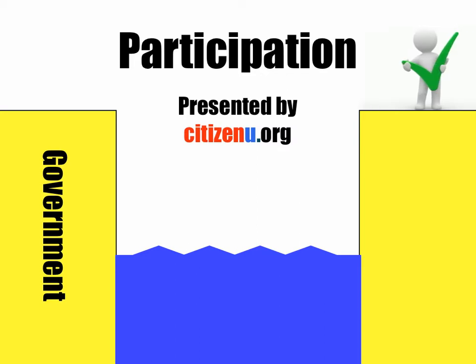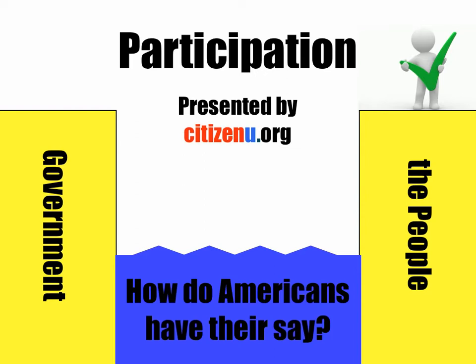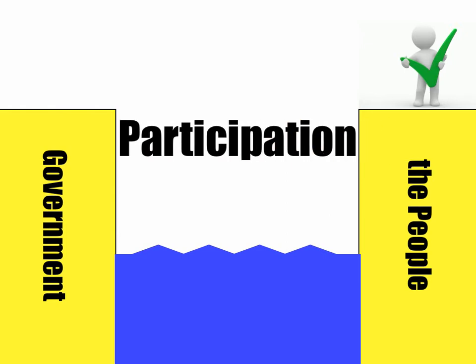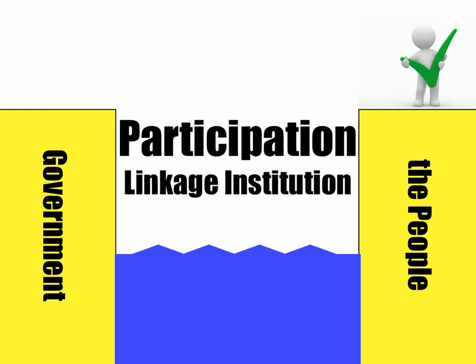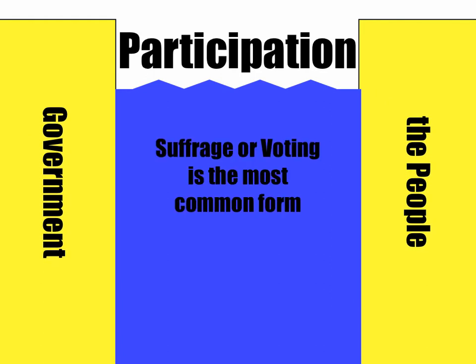Bringing the government together with the people is not easy. How do Americans have their say? Participation is a linkage institution. Suffrage or voting is the most common form of political participation.